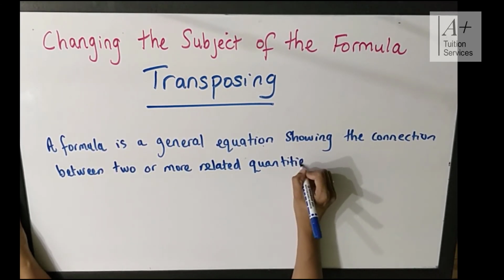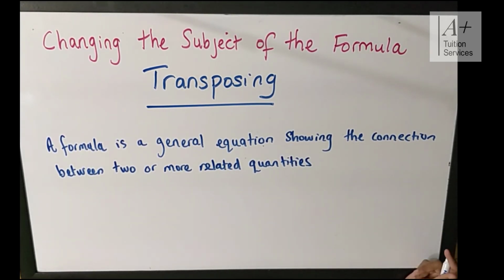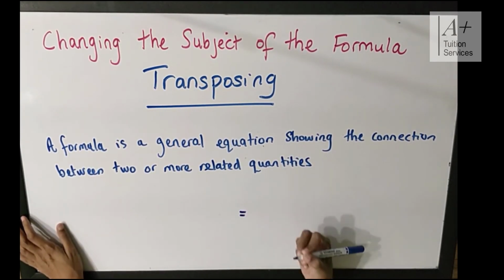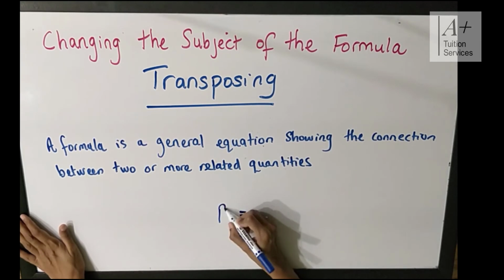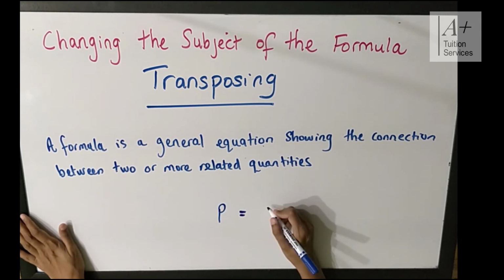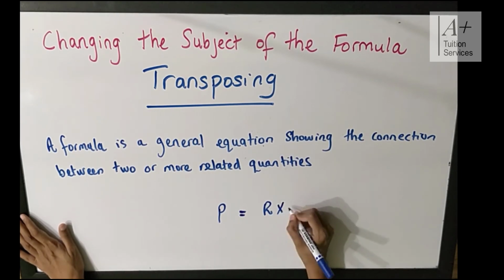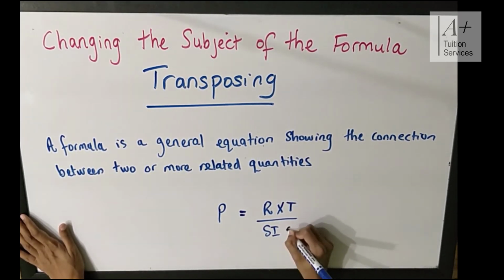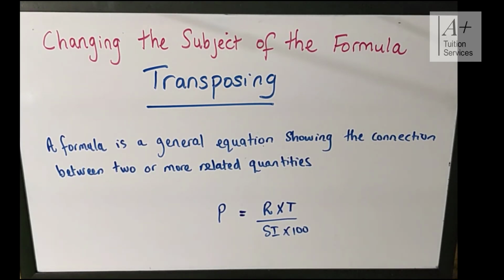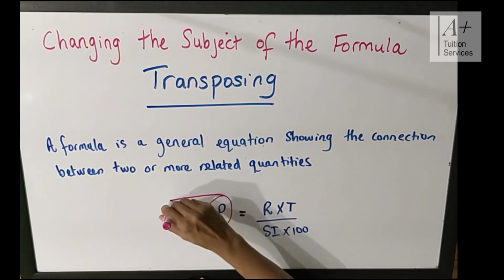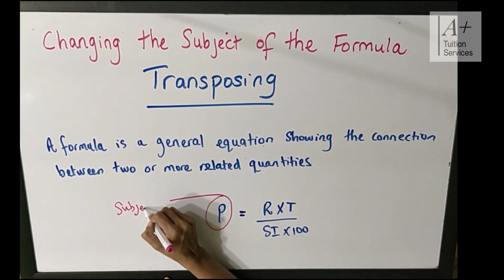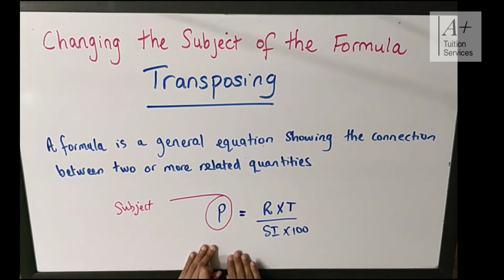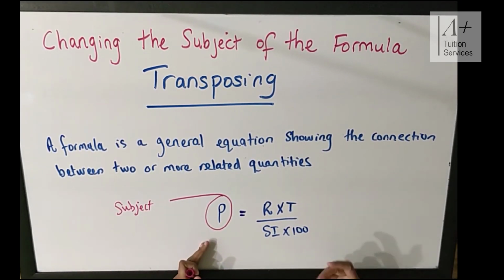In my earlier lesson when we did equations, we talked about how a formula could be one having an equal sign, always equal to something. So we can say P is equal to rate by time all over 100. This is just a general formula, okay? And in this formula, we call P the subject, okay? So P is the subject, and basically P is equal to the other letters.